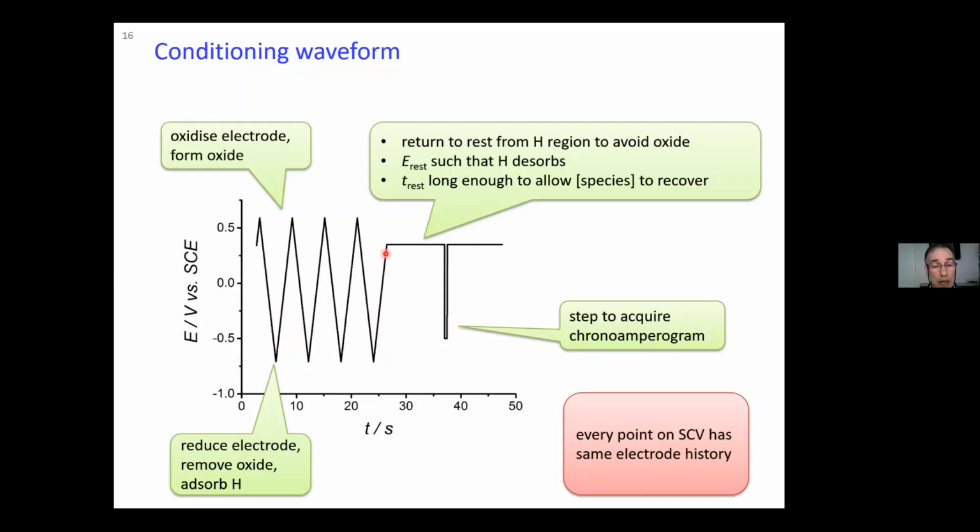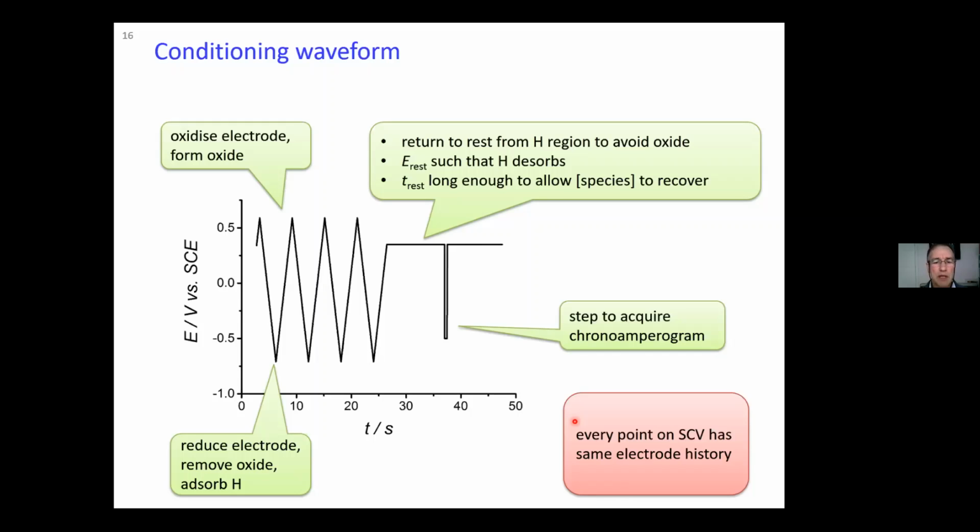And then after a while, we came back and we rested here to avoid the oxide, to hydrogen, and to rest long enough to allow the concentration of the species to recover their bulk value. And at that point, we perform the potential step to acquire the chronoprogram. The reason we do this is because one of the interesting points of the sample current voltammetry is that we can perform some conditioning before every potential step, so that every point on the sample current voltammogram has the same electrode history, and that will be important for some of the reactions that we're looking at.